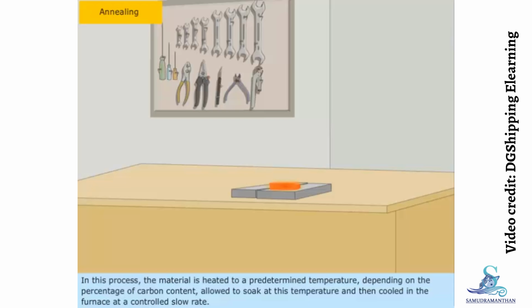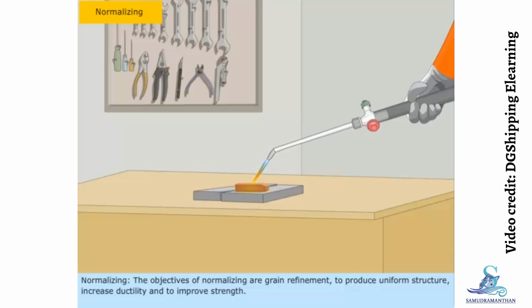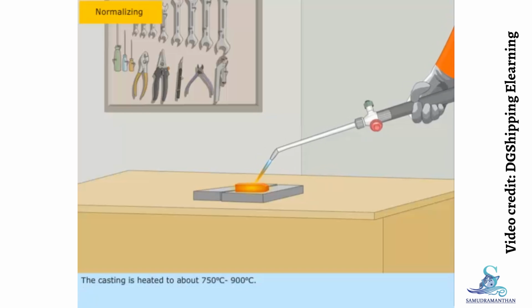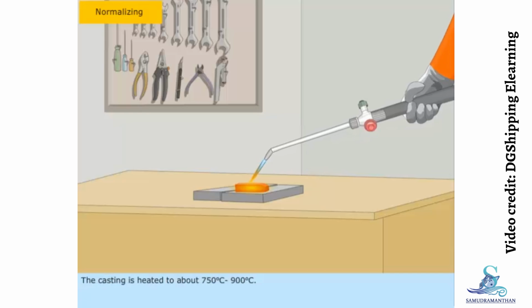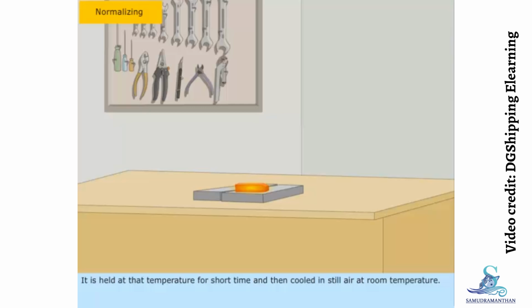In this process, the material is heated to a predetermined temperature depending on the percentage of carbon content, allowed to soak at this temperature, and then cooled in the furnace at a controlled slow rate. Normalizing. The objectives of normalizing are grain refinement to produce uniform structure, increase ductility, and to improve strength. The casting is heated to about 750 degrees Celsius to 900 degrees Celsius. It is held at that temperature for a short time and then cooled in still air at room temperature.